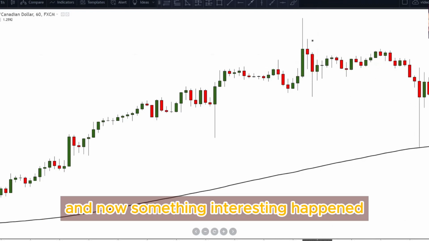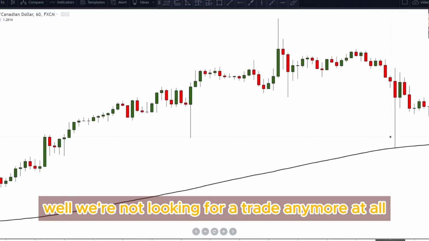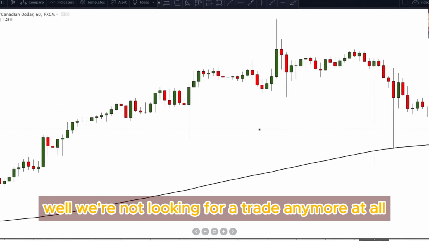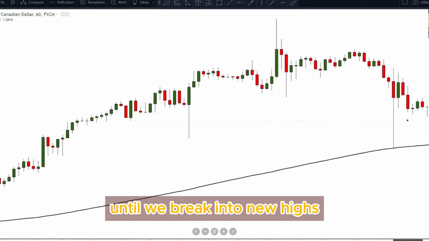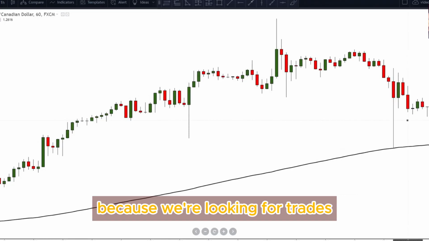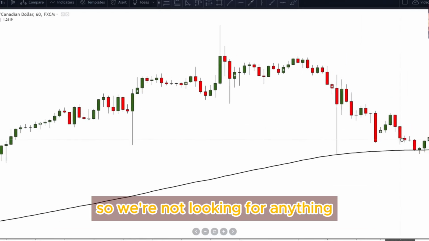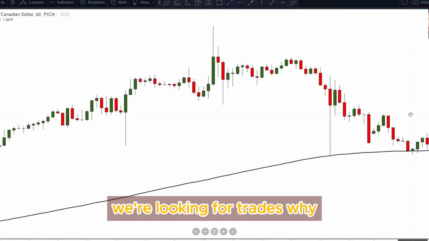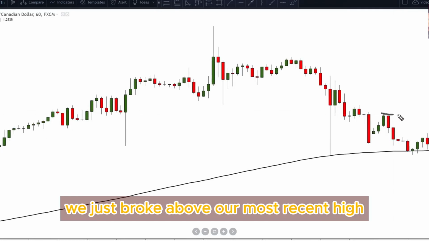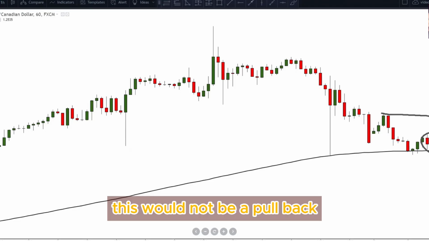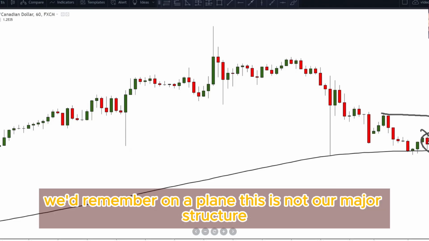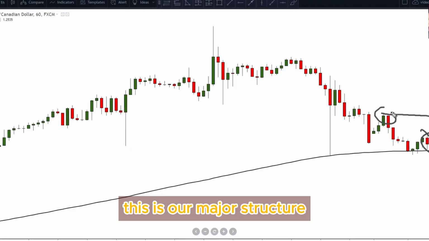And now something interesting's happened. Now we started creating new lows. Well, we're not looking for a trade anymore at all until we break into new highs, because we're looking for trades based on our most recent level of structure breaking. So we're not looking for anything. Now we're looking for trades. Why? We just broke above our most recent high. This would not be a pullback we'd remember on a plane. This is not our major structure. This is our major structure.